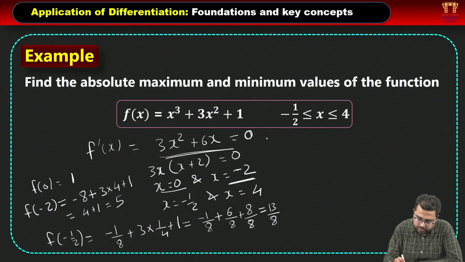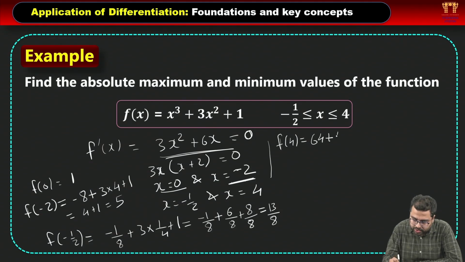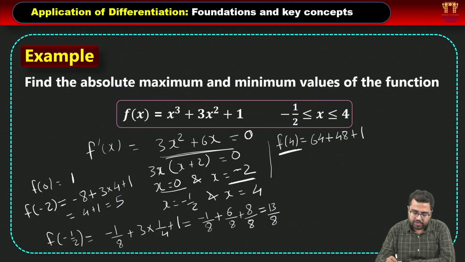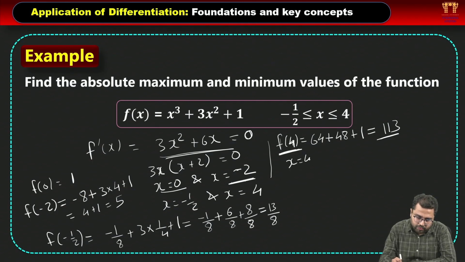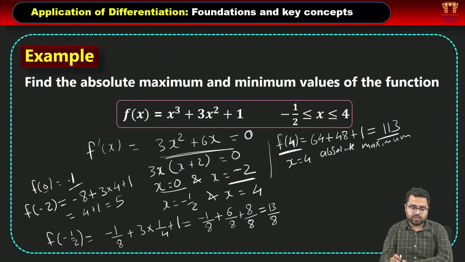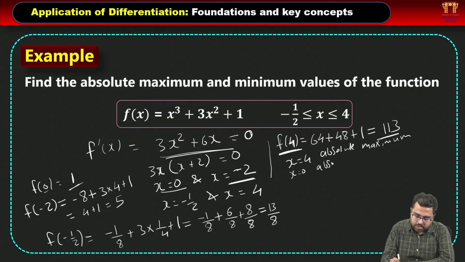Next, what is remaining? f(4). So what is f(4)? So f(4) is 4³ is 64 plus 4² is 16, 16 into 3 is 48, plus 1. So definitely if you see, this value is larger among all the values. f(4), if you calculate this, I'll get 113. So 113 is the largest value among all. So f(x) attains its absolute maximum at x equal to 4. Absolute maximum. And where is the absolute minimum? So absolute minimum at, I think, x equal to 0. f(0) is the smallest value among all. So x equal to 0 is the absolute minimum.